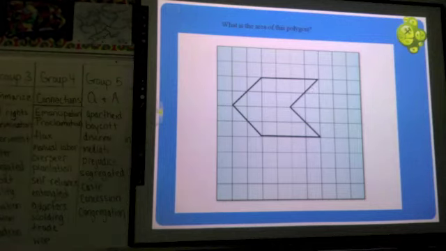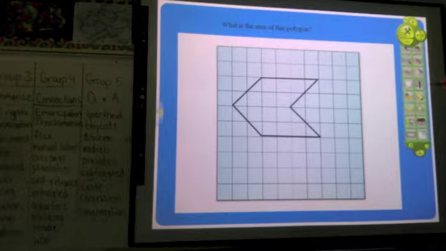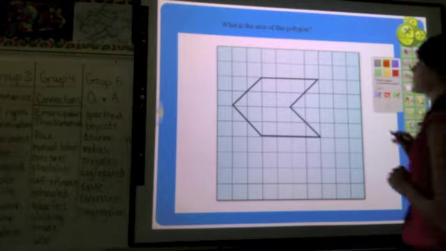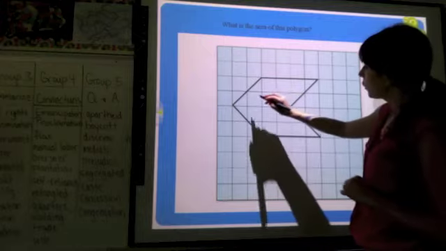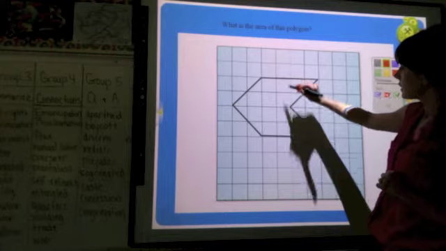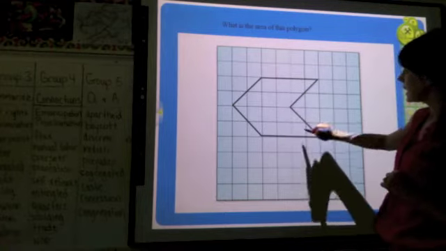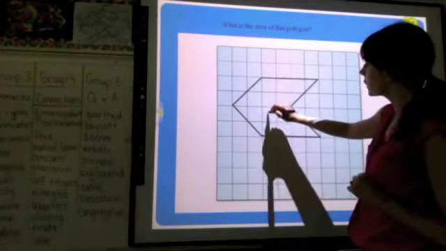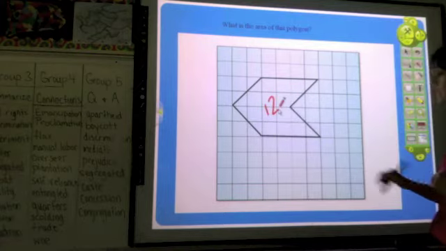All right, let's take a look at this shape here. To find the area of this polygon, since it's on top of a grid, we could count the squares that the polygon takes up. So to find the area, we would look at the inside of the shape. Let's first start by finding all of our full squares. So I see here that I have 1, 2, 3, 4, 5, 6, 7, 8, 9, 10, 11, 12 full squares. Now let's take a look at all of these half squares that we have.